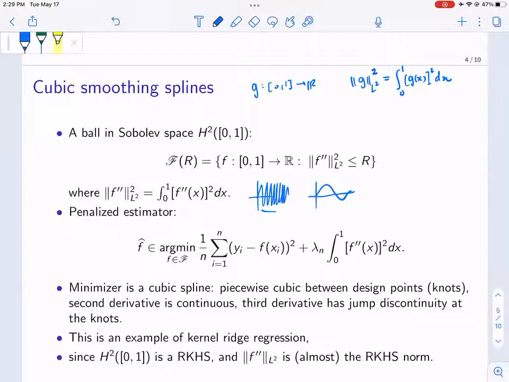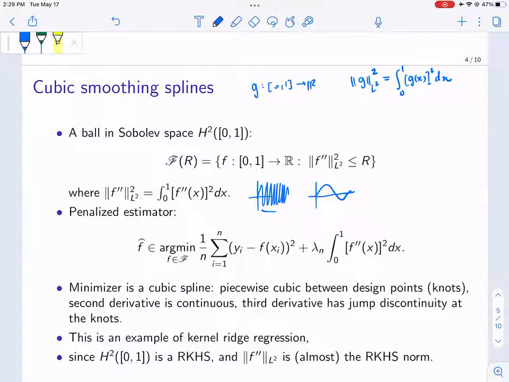So if that's the case, we can try to minimize this least squares over this class of functions, and you can penalize by this norm squared, because this sort of measures the roughness. I can add it there. So the minimizer of this problem is called the cubic spline. And it turns out to be piecewise cubic between these design points. The second derivative is continuous, and the third derivative has jump discontinuities at the knots.